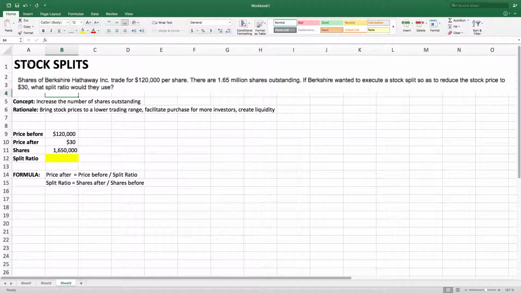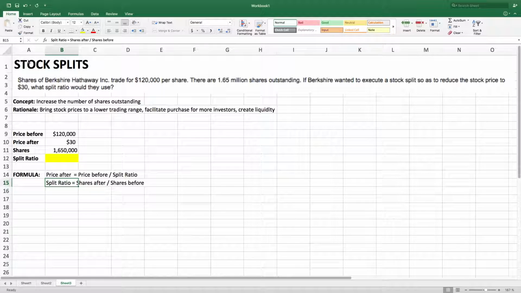Before we get into it, I'm going to take you over some of the formulas. The price after a stock split is equal to the price before divided by the split ratio. The split ratio is the amount of shares outstanding after the split divided by the shares before. Like I mentioned earlier, if a company has 2 million shares after a stock split, but only had 1 million to begin with, it will be 2 million over 1 million, which gives you a stock split ratio of 2.